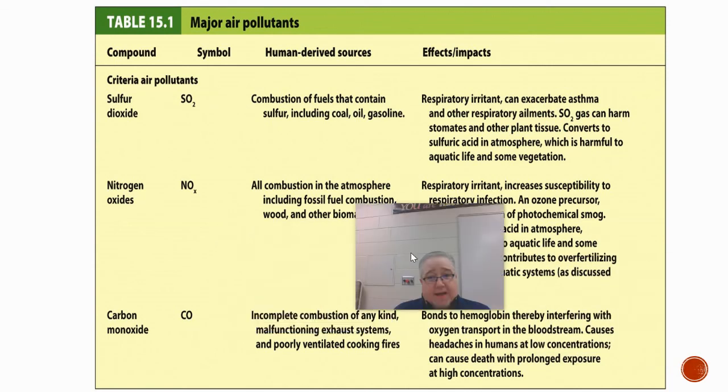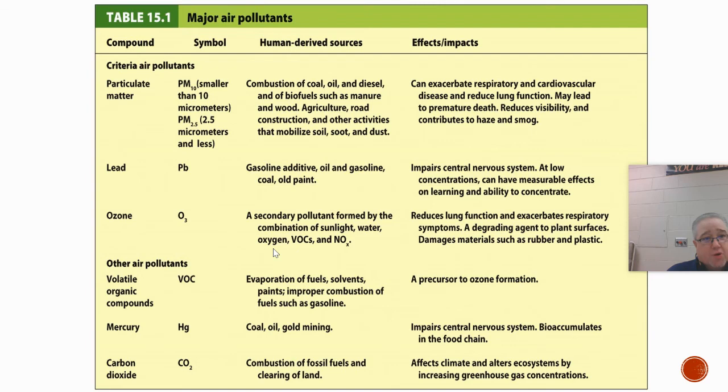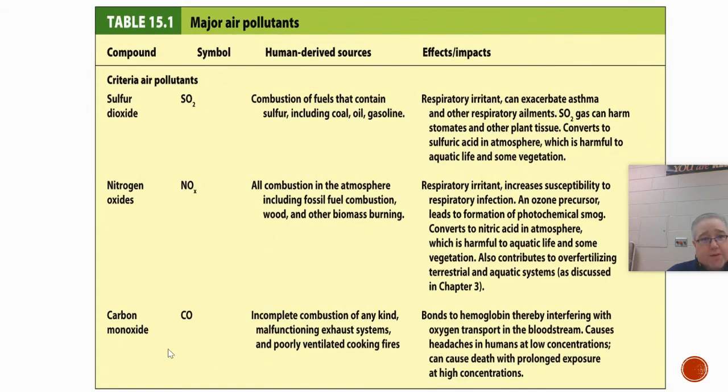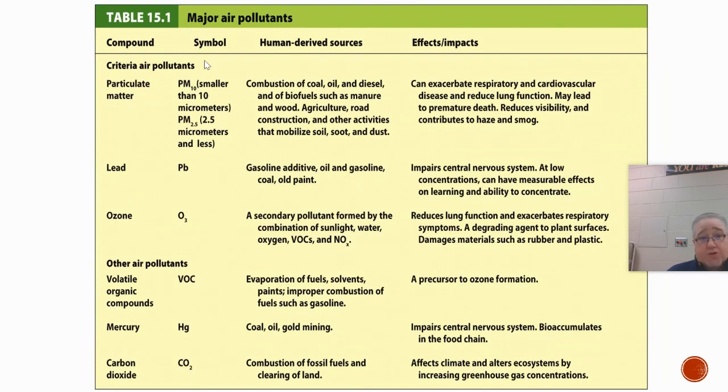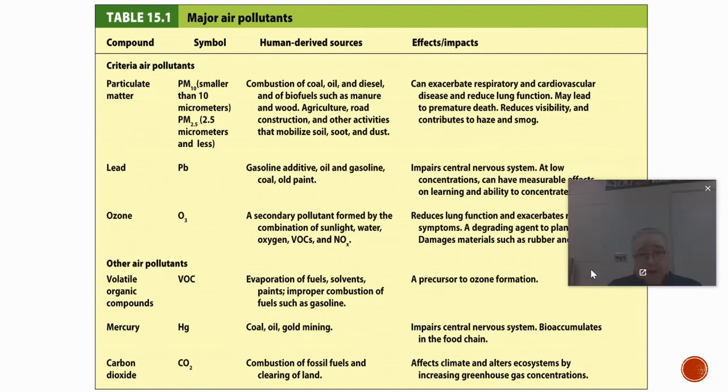All right, finally today, I think this is a nice little list. It goes through all the different criteria pollutants that we've talked about: sulfur dioxide, nitrogen oxides, carbon monoxide. It gives you the symbols for those, and the human-derived sources, like how those things get into the air, and the effects and impacts. Then particulates, lead, and ozone, same thing. I also listed some of the other air pollutants, and we will talk a little more about these as well. There are things you might want to look over in addition, but those first six are the ones I'm really holding you responsible for.